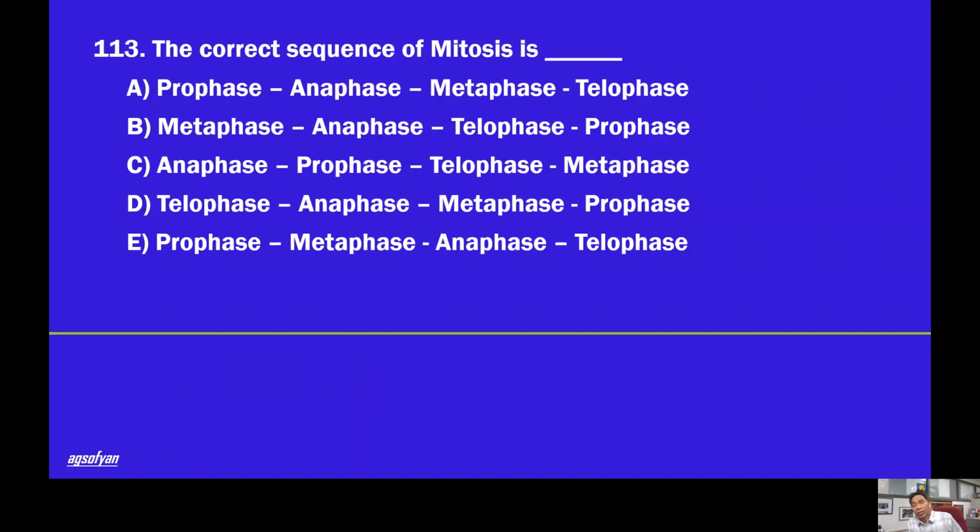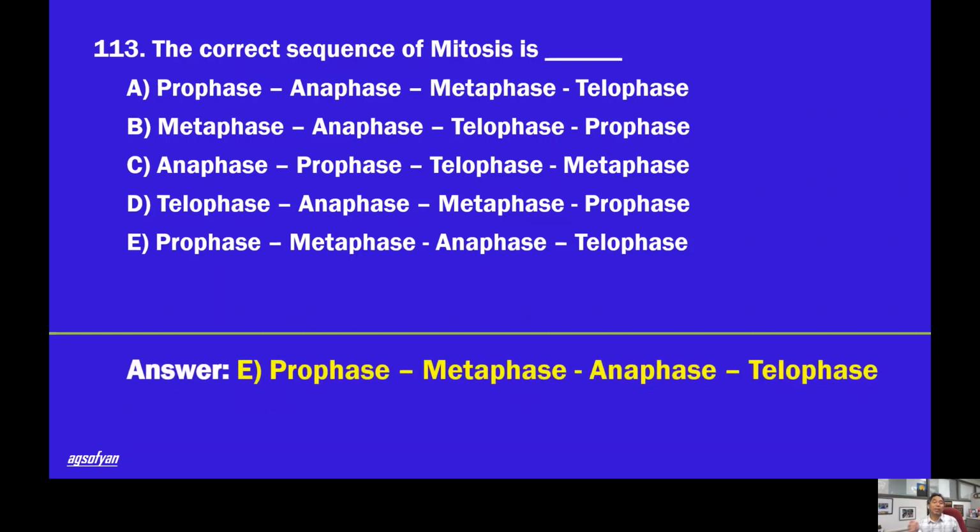113. The correct sequence of mitosis. Several orderings of prophase, metaphase, anaphase, and telophase are listed. Choose your answer. Yes, prophase should be number 1, telophase should be the last one. So prophase, metaphase, anaphase, and telophase.